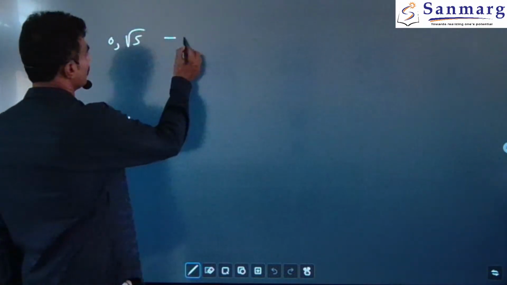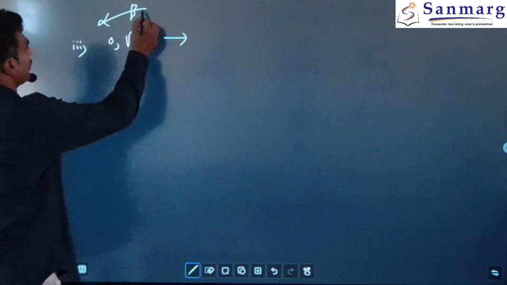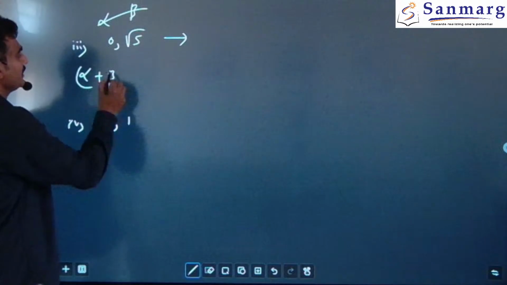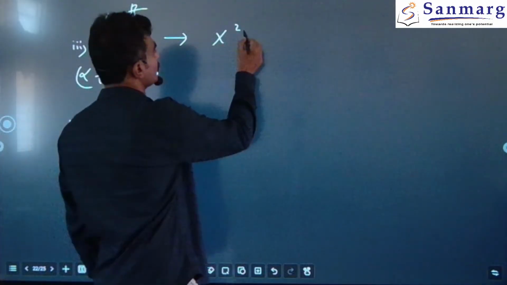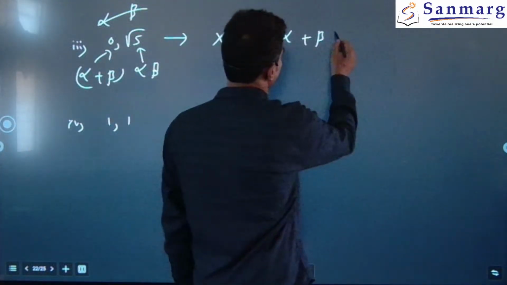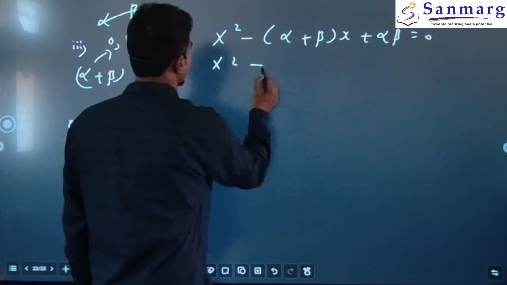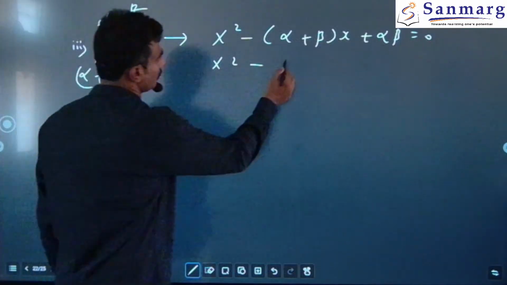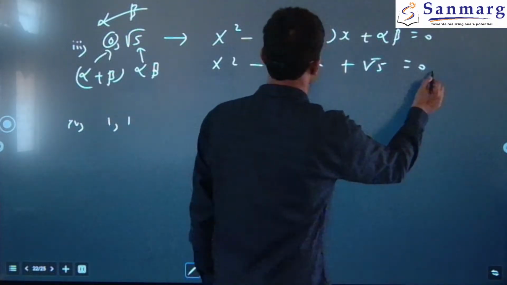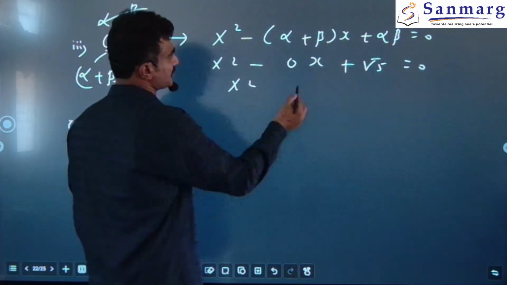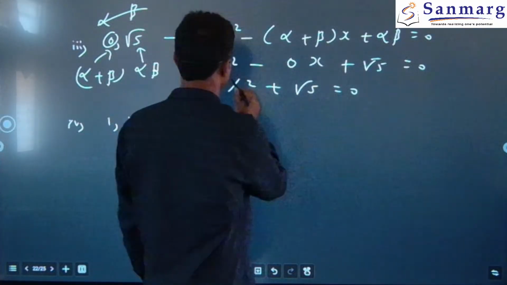So here is another problem where they have given alpha plus beta as 0, alpha into beta as root 5. So substitute in x square minus alpha plus beta into x plus alpha beta equal to 0. So what is alpha plus beta? They have given it as 0. So 0 into x plus alpha into beta they have given it as root 5. Then simplify. X square minus 0 into x is 0 plus root 5 equal to 0.